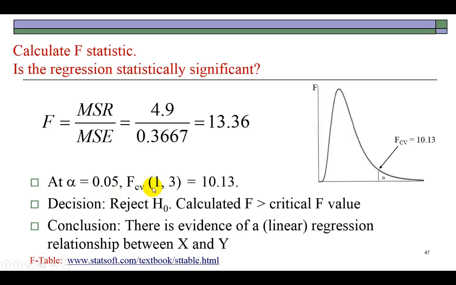First, we have to look up the critical value. At the 5% level, the degrees of freedom associated with regression, if you recall, is k minus 1, where k is 2. 2 minus 1 is 1. And the degrees of freedom associated with error is 3, which is n minus k. There's n of 5 and k of 2. 5 minus 2 is 3. That's what you see here. So when we go to the F table, under 5%, we look up the critical value. Let's do that.